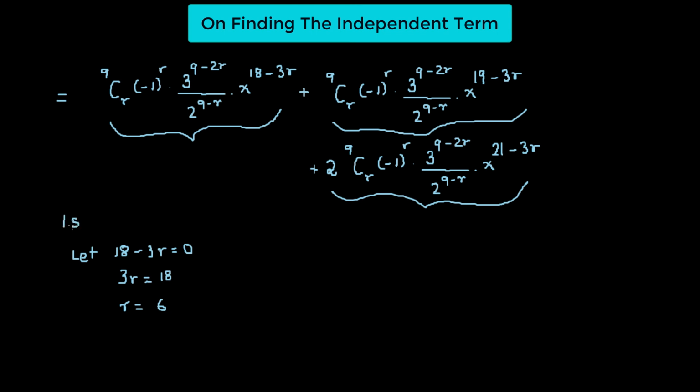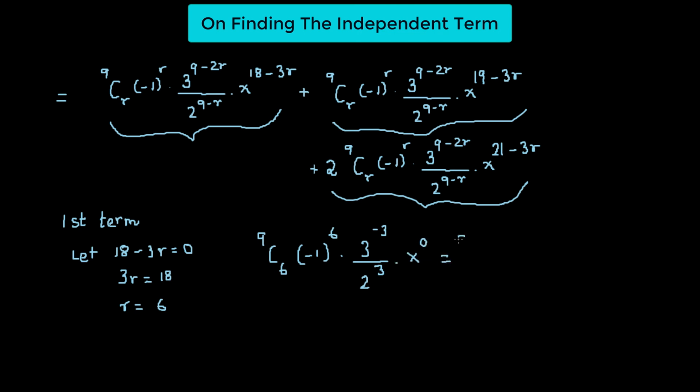Now this is primarily for the first term. So we have the first term, so we replace the r by 6 here. So let us do that. So that would give us 9c6 times negative 1 raised to the power of 6 times 3 raised to the power of 6. 9 minus 2 times 6 is 12, so that will give us a negative 3 here, over 2 raised to the power 3 times x raised to the power 0.